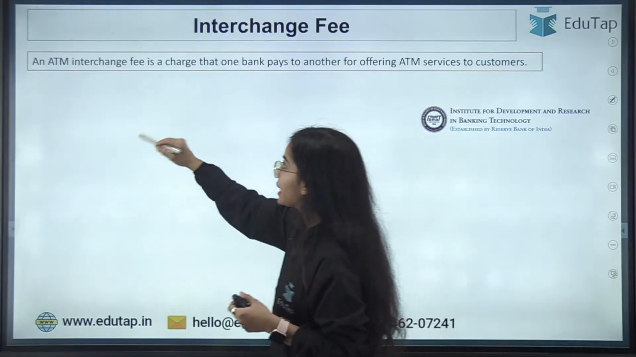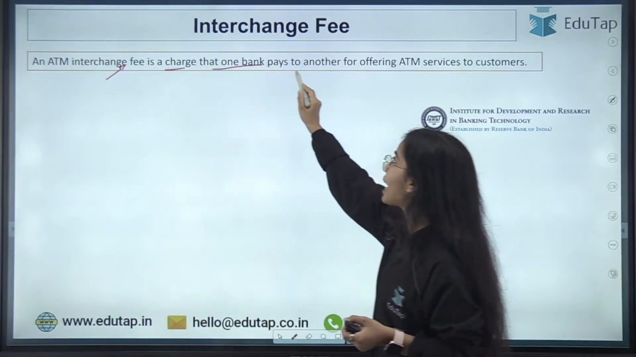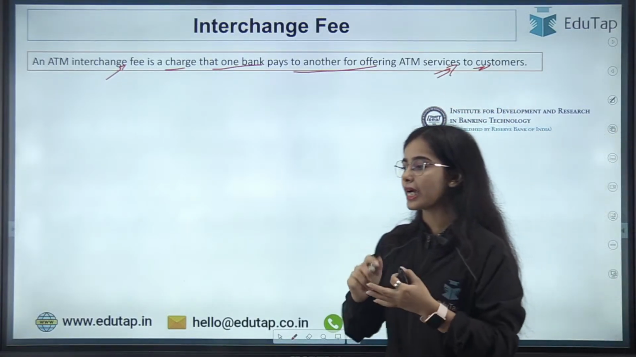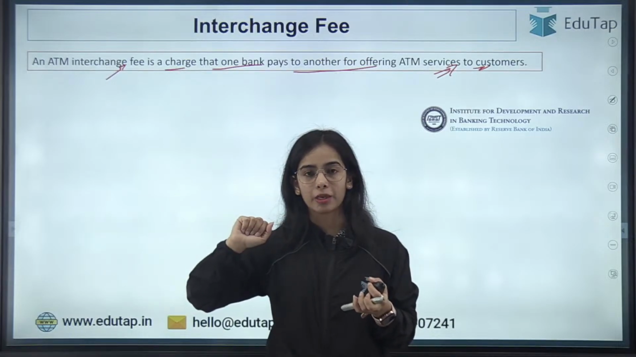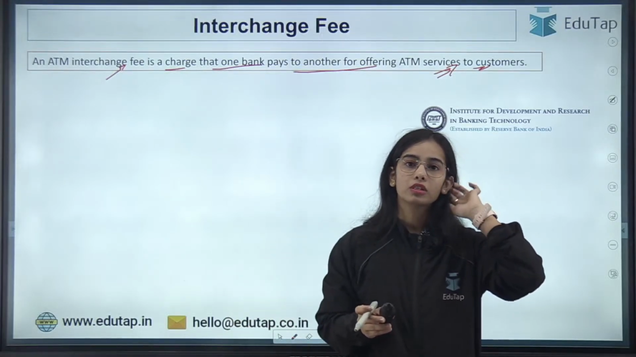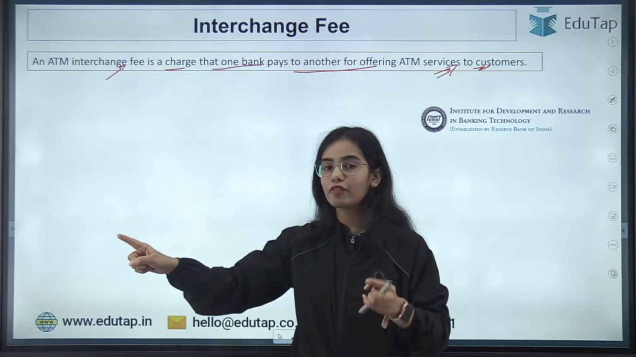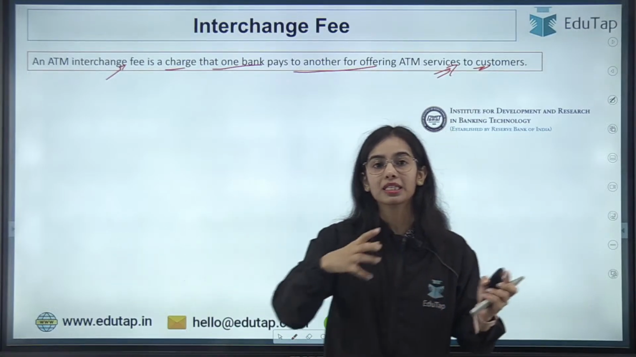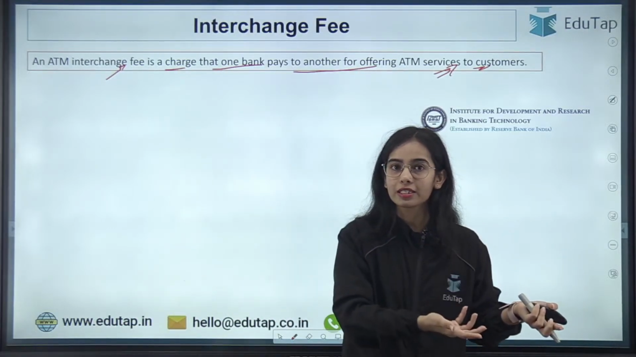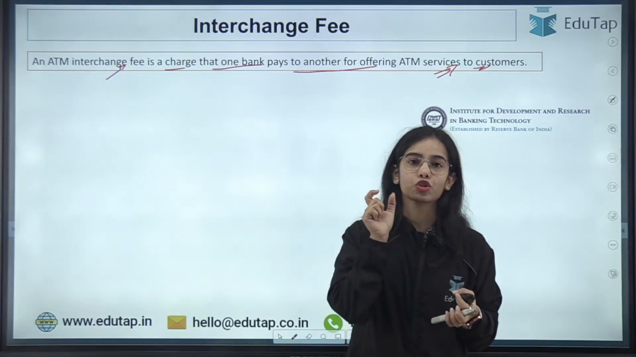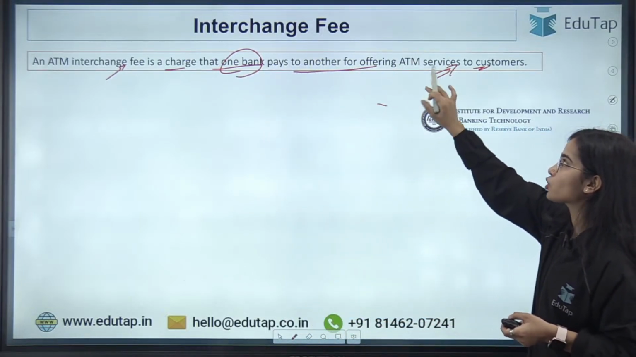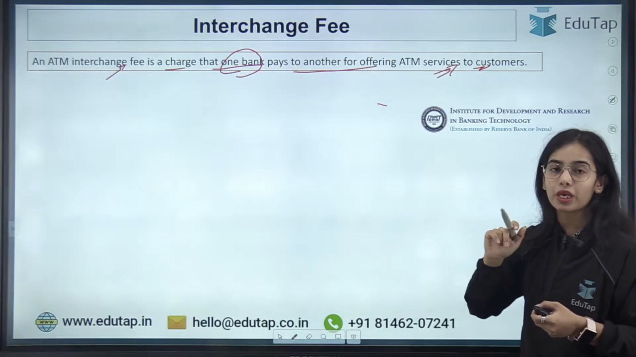Interchange fee, or ATM interchange fee, is a charge that one bank pays to another for offering ATM services to its customers. So let's say that you are a customer of the State Bank of India. Rather than going to the ATM of the State Bank of India, you are going to the ATM of the HDFC Bank. So the State Bank of India will have to provide some fee to the HDFC Bank because the customer of the State Bank of India is using the ATM of the HDFC Bank. So an interchange fee has to be paid by one bank to another bank because the other bank is offering the ATM services to its customers. Okay, so this is the idea.